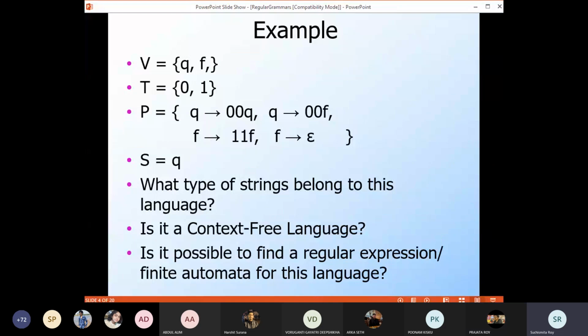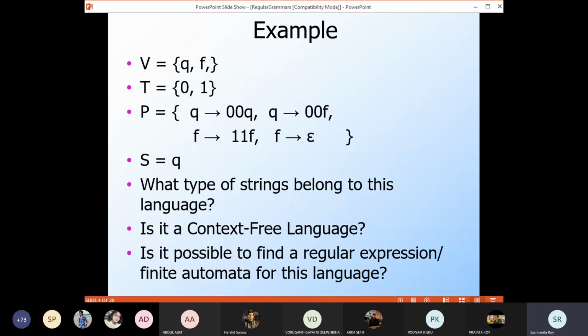Yes, ma'am. Why? Ma'am, as I said, in the case of the F, like F11, F could also go into further ones. So that won't be... that is not the correct answer.